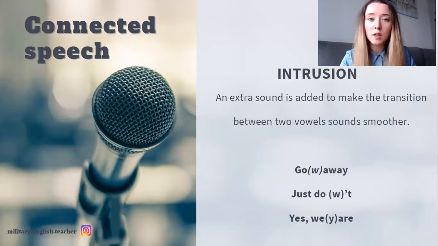Okay, one of the mechanisms that happens is intrusion. This is when we add an extra sound to our speech. For example, go away. There is an extra w sound: go-w-away. It's not go away, it's go-w-away. Just do it. Do-w-it. Not do it, but do-w-it. Just do it. Yes, we are. We are. We don't say we are, but we add this y sound. We-y-are. Yes, we-y-are.